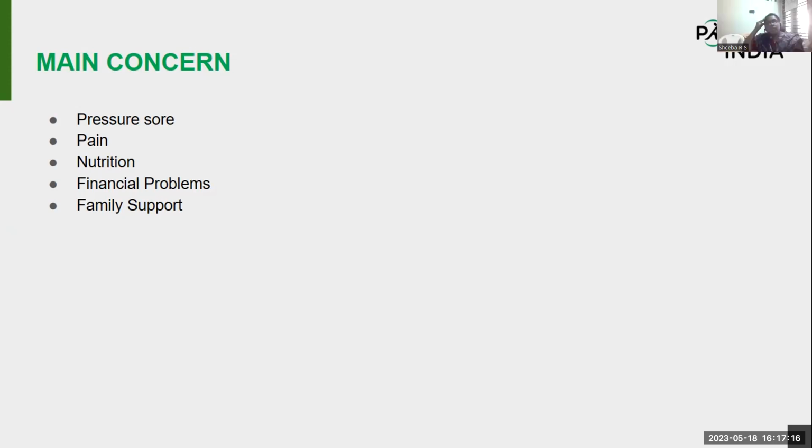So from this slide, we understand that this patient has a pressure ulcer, pain, some nutritional problems, financial problems, and the patient needs family support. So these are the main concerns. Kindly go to the discussion points, please.